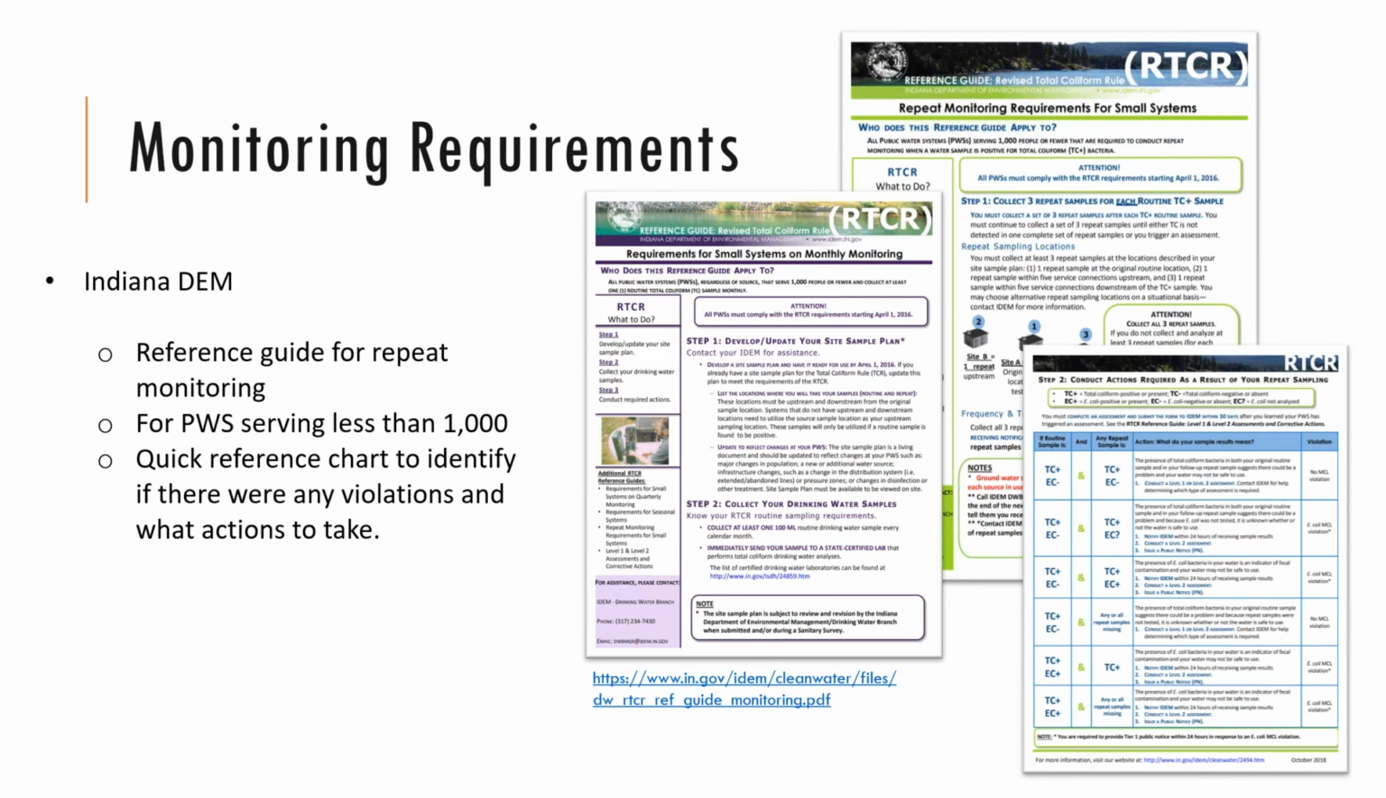So if you look at the screenshot on the bottom right, there's a table where if your routine sample is total coliform positive or E. coli negative, and the repeat sample is total coliform positive, there's no MCL violation. But if your routine sample is total coliform positive and your repeat sample is E. coli positive, there you have to issue an E. coli MCL violation, in which case you have to conduct a level 2 assessment, send a public notice, and it also provides recommendations of how you should go about complying with the rule.